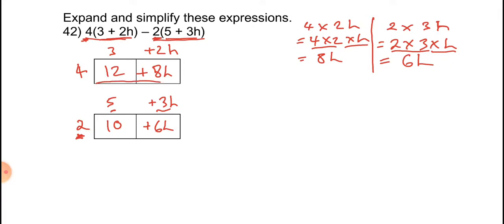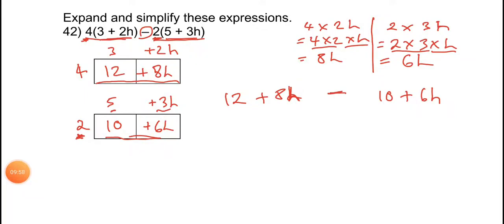So when we expanded the first bracket, we got 12 plus 8h, and then for the second bracket we got 10 plus 6h. Now remember, this time the sign is minus, so it's negative. Now this is where it can get a bit tricky. Okay, we have to take away all of this from this.